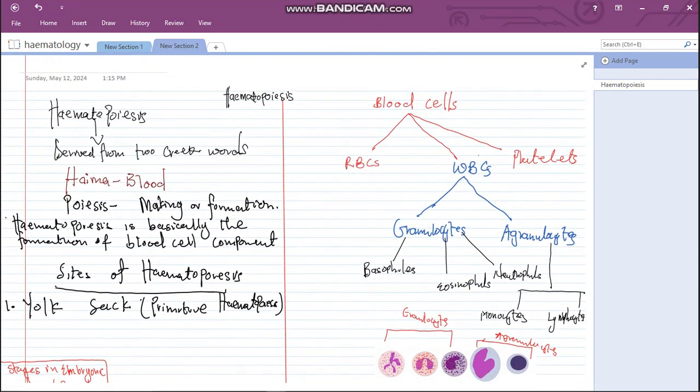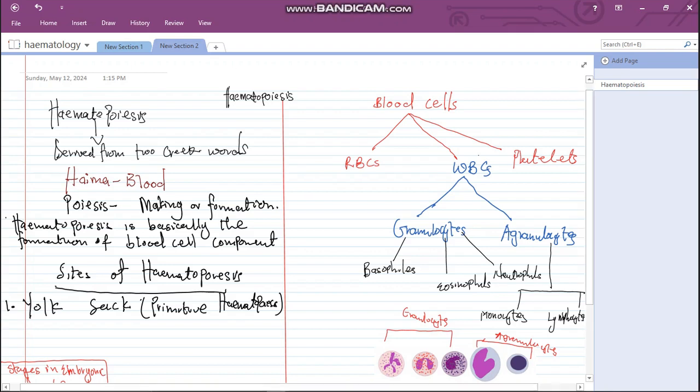Alright, so today we'll be talking about hematopoiesis. Hematopoiesis is basically the formation of blood cell components. So you could ask yourself, how do the red blood cells form? How do the WBCs form? How do the platelets form? In this video, we'll be able to know how these blood components are formed.